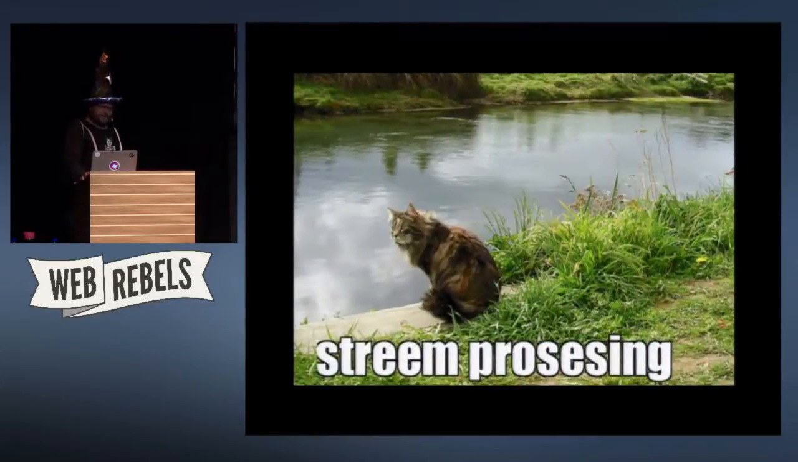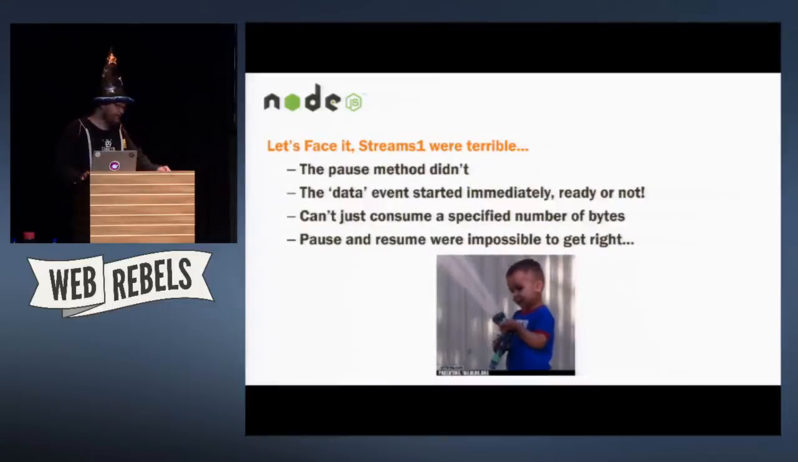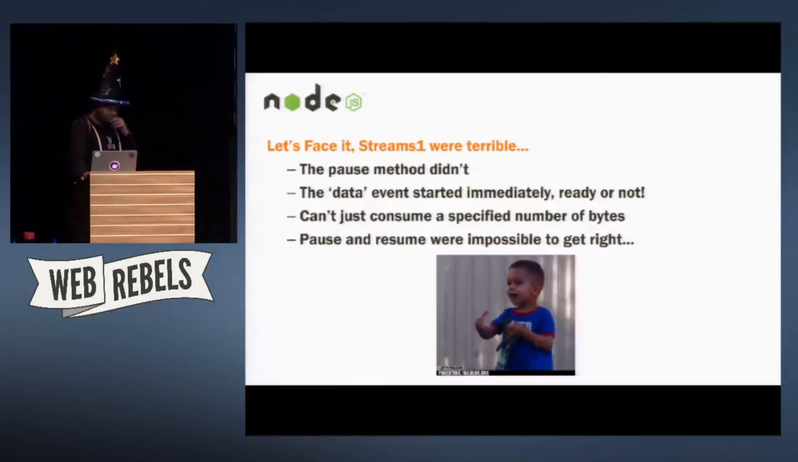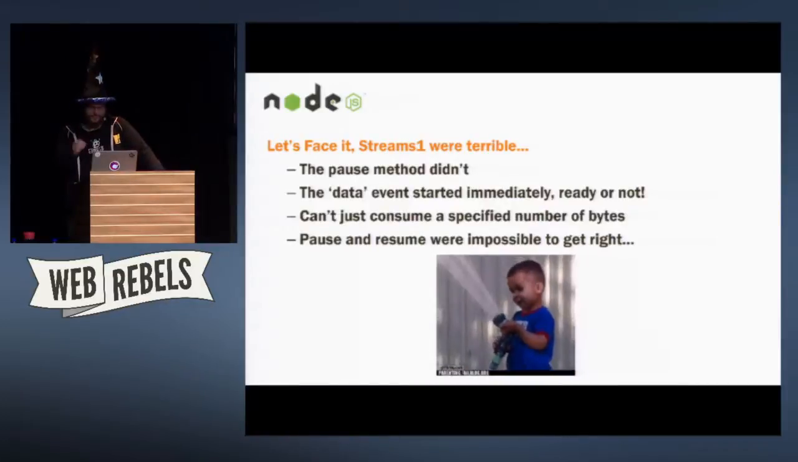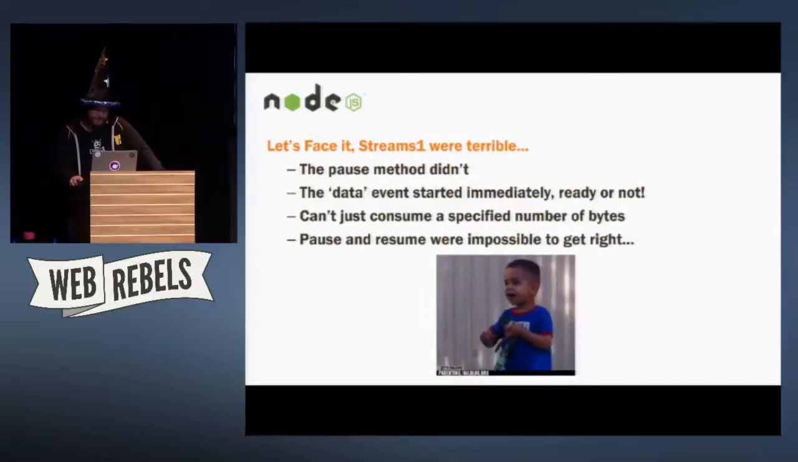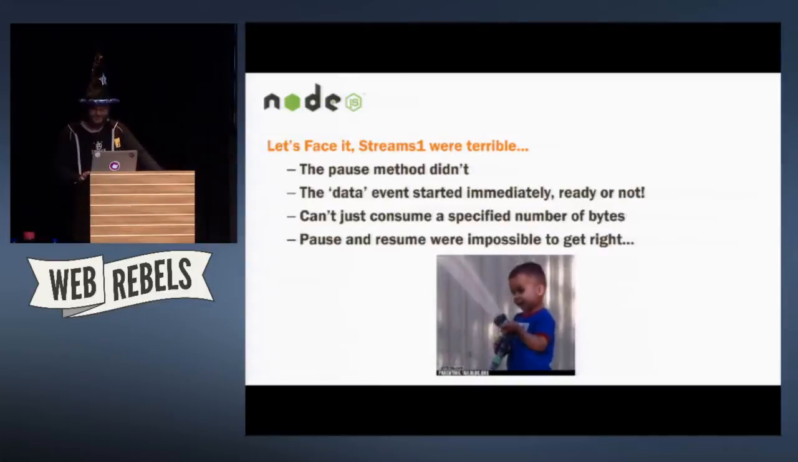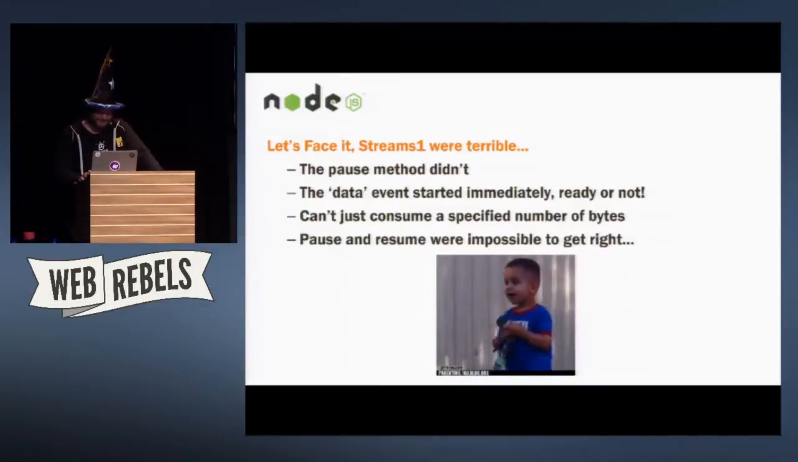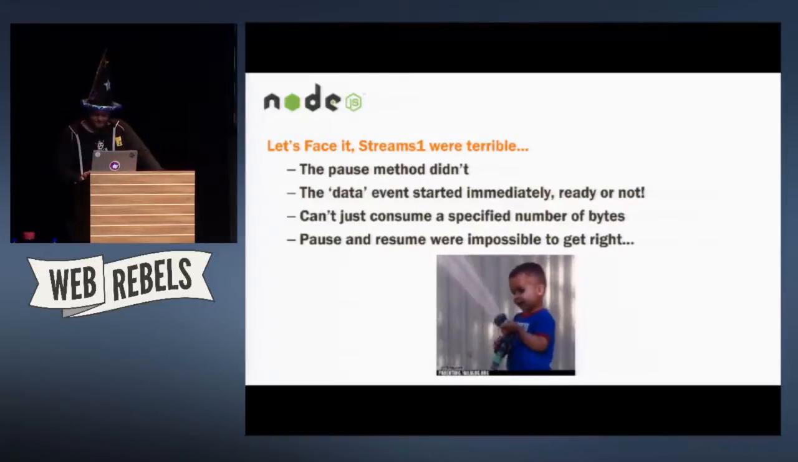So anyone who then thinks, well, we've kind of solved some of the other problems through stream processing, especially when you think about streams, you think about Node, obviously. And let's face it, they were awful. So pause didn't work. The data event started immediately, whether you liked it or not. And you can't just consume another bytes. It just shoved it all at you. And pause and resume weren't really all that easy to get right. I know some people who are active in streams will probably want to hurt me right now, but oh well.